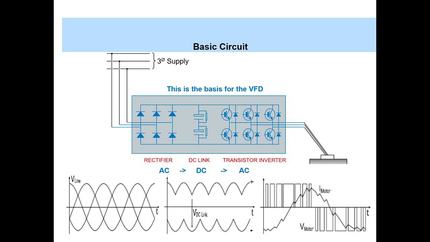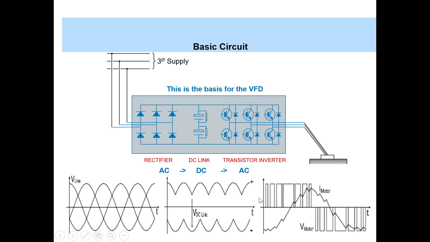Then if we look at the waveforms of every stage, we have the input as V line. This is the three-phase input supply to the drive, and the rectifier converts this AC supply into DC. And what the capacitor does is the DC link: it maintains this VDC, the DC link voltage, and also it serves the purpose of smoothing out the ripples of the output.